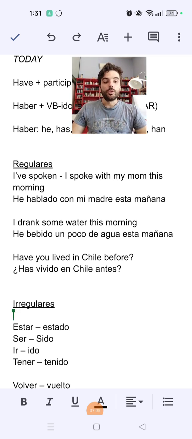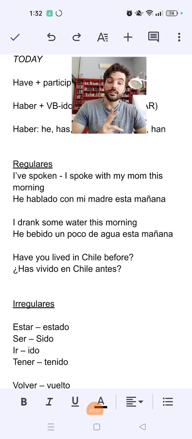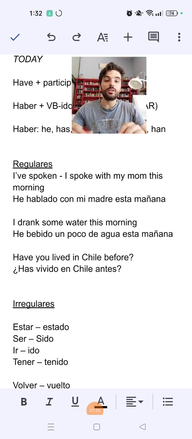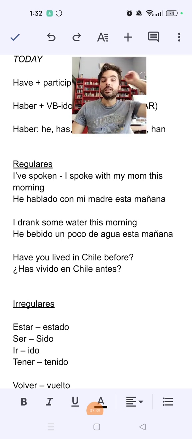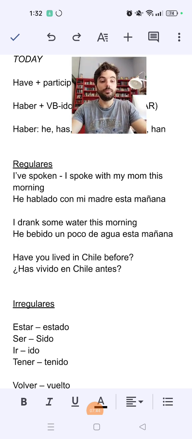So for example, where did you put the keys? ¿Dónde has puesto las llaves? Okay, where did you put the keys? Now, if I'm talking about yesterday, where did you put the keys yesterday? Then I would say pusiste. Okay, pusiste. But if I'm talking about today, like right now, ¿dónde has puesto? You see, we use the present perfect to talk about a past that happened today. ¿Dónde has puesto las llaves?